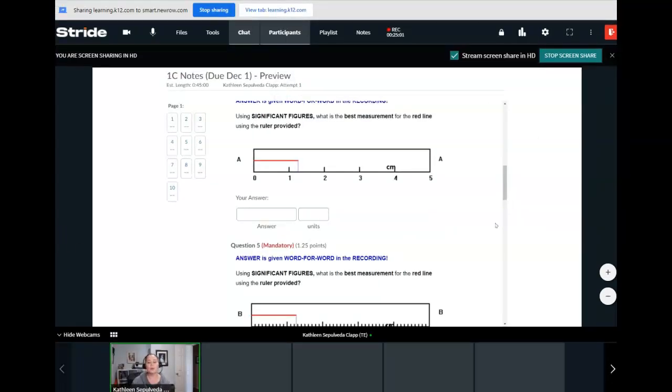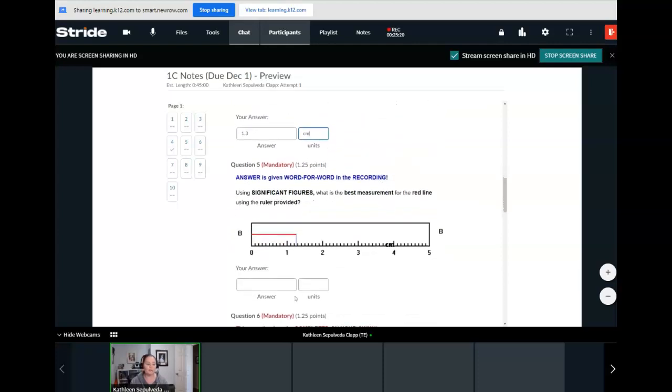All right. So numbers 4 and 5, you're going to have 2 boxes here. The first box is going to be your number. So you're going to put 1.3. Your units box right here is going to be your units, and that's going to be CM. Okay, CM. That's for number 4. If I scroll down to number 5, I'm going to go ahead and put 1.27. The number is going to go in the answer box. The unit is going to be cm.